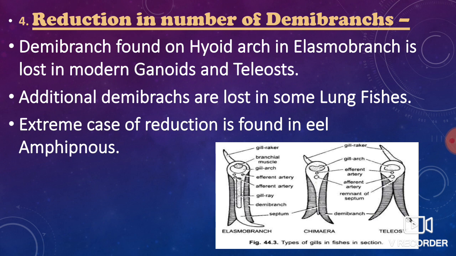The extreme case of reduction is found in the eel Amphipnous, in which the first and fourth branchial arches are without gills while the second arch retains only a demibranch.